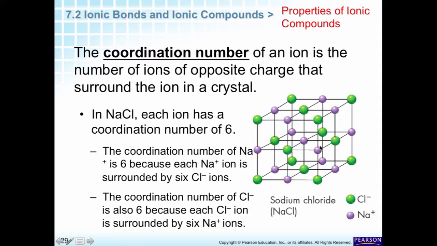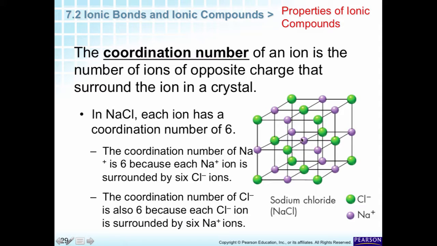Now let's look at the chloride. Let's look at this chloride here. Okay, this chloride has 1, 2, 3, 4, 5. And since this continues, there would be another one down here. So in terms of coordination number, both for sodium and chlorine, it's going to be 6.